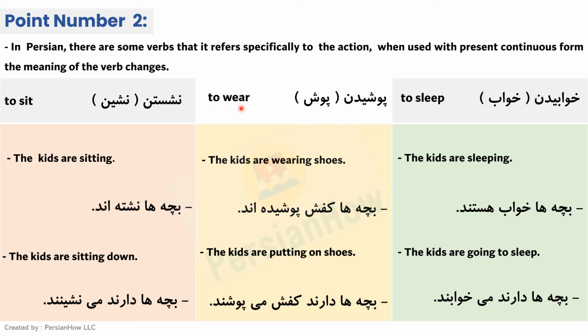Or for the second one, to wear, پوشیدن. To wear, پوشیدن in Farsi, it refers to the act of putting on. So for example, if I want to say the kids are wearing shoes, if I want to use present continuous, then it's going to be بچه‌ها دارند کفش میپوشن, which the meaning is the kids are putting on shoes. So how do I say this sentence instead? I need to say بچه‌ها کفش پوشیده and we use present perfect for it.